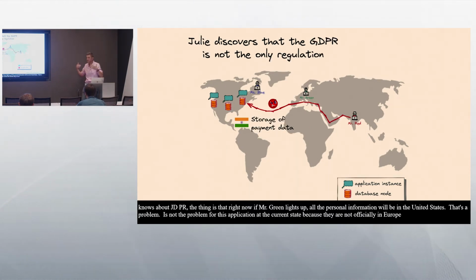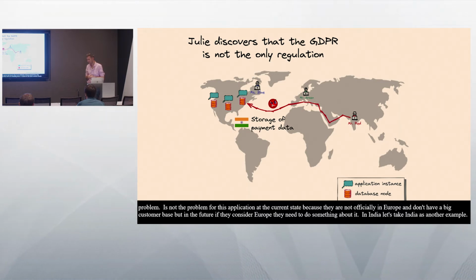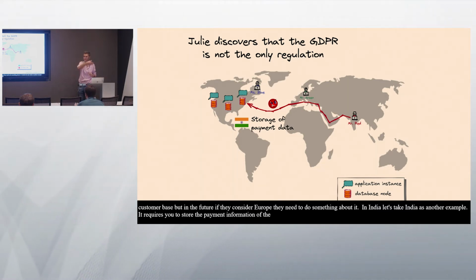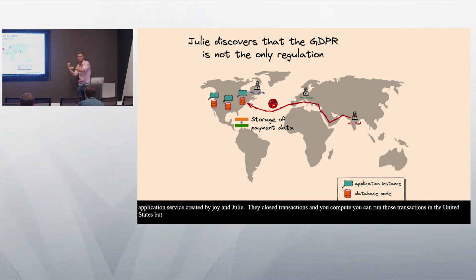In India, actually, let's take India as another example. The Reserve Bank of India put in place a law that requires you to store the payment information of Indian residents in India and not in another country. Which means that in this application created by Joe and Julie, they sell something, right? They close transactions. You can use compute, you can run those transactions in the United States, but effectively within 24 hours, all the payment information has to be moved to India. So this is the requirement.